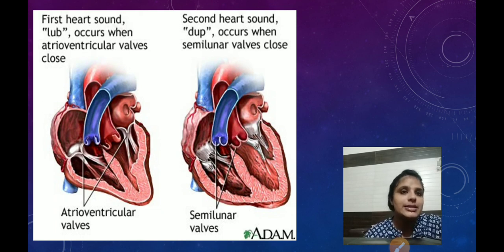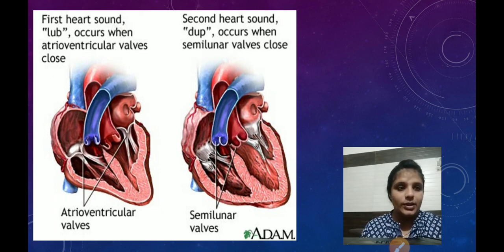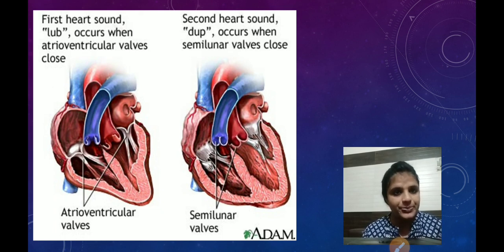The second sound is the dub sound that occurs when the semilunar valves are closed, or you can say when ventricular diastole is there. Now it's easy to learn. So basically we have two kinds of sound. One is the lub sound and one is the dub sound. When blood flows out from the heart, at that time we have the lub sound. This much should be understood. And when we receive blood, at that time it produces the dub sound.